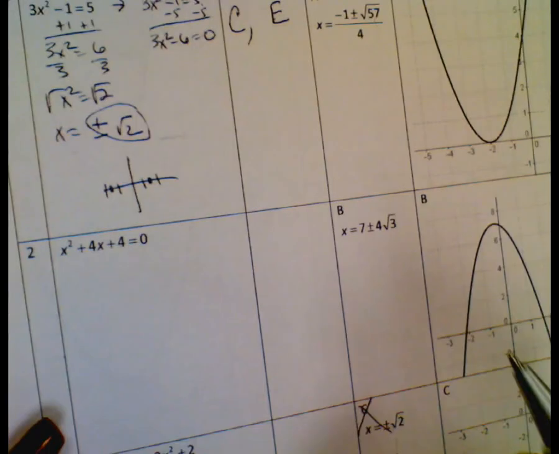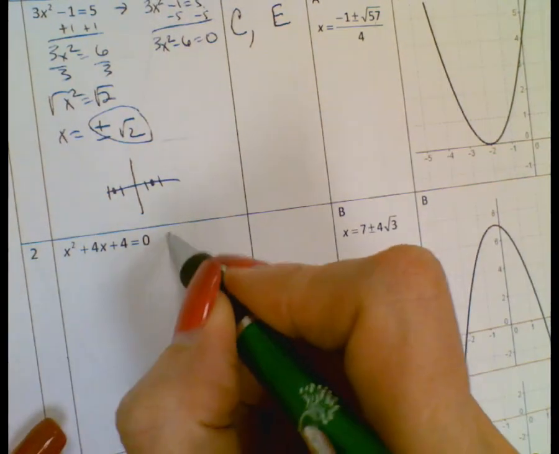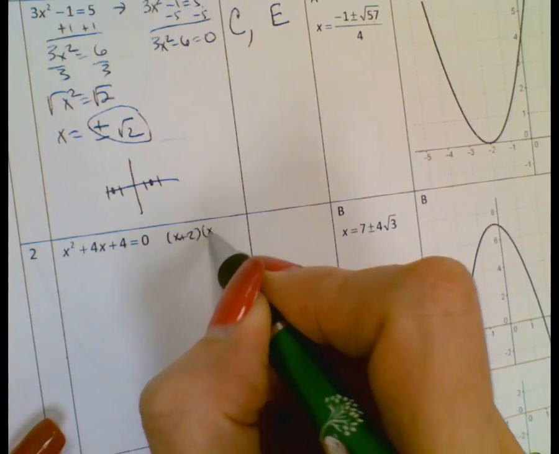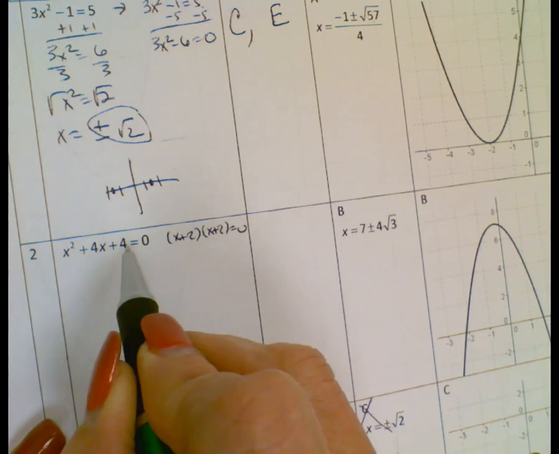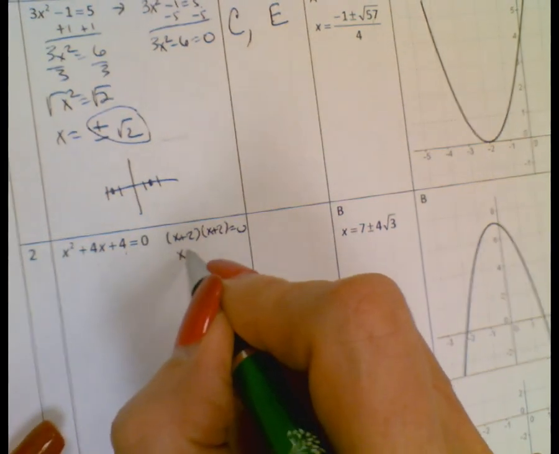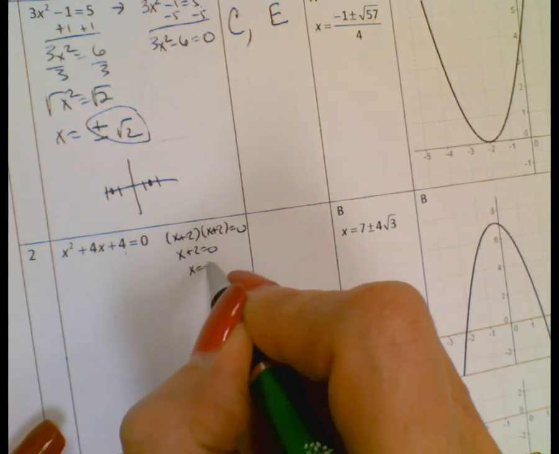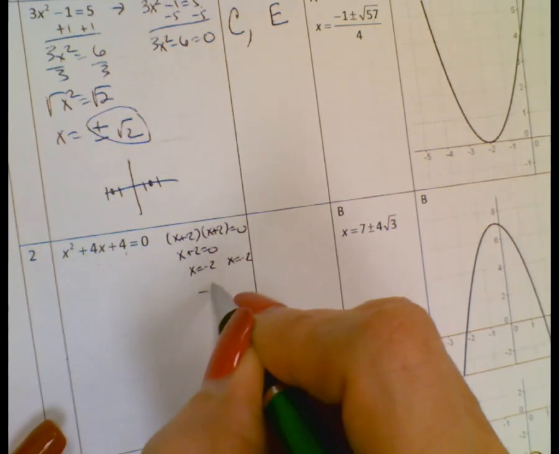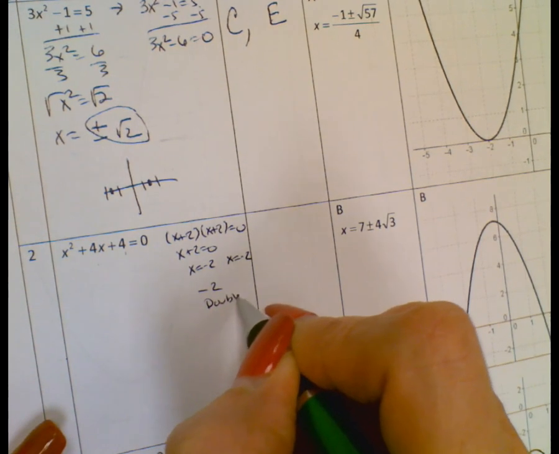So the second one, there's 2 ways you can do this. I personally would have factored this. X plus 2 and x plus 2 equals 0. Because what are factors of 4 that add up to 4? 2 and 2. Then you set each one of these equal to 0. You get negative 2 for both of them. So it's negative 2 and it's a double root.